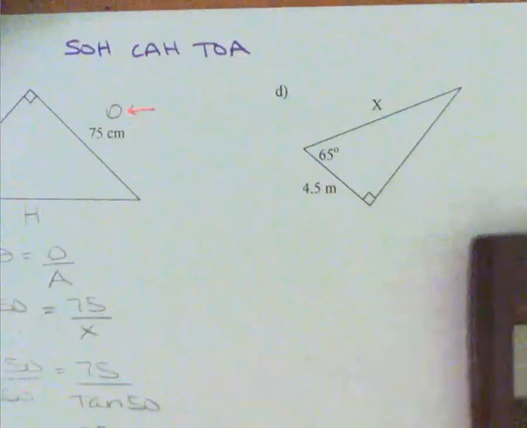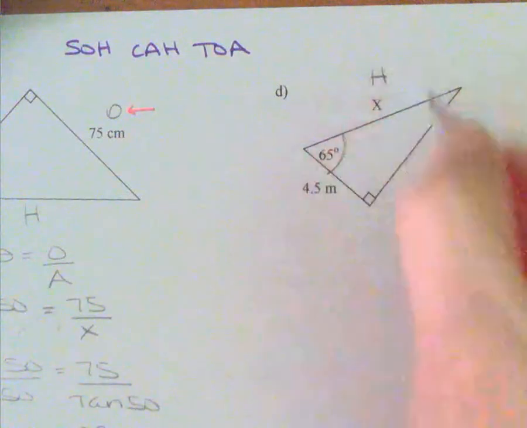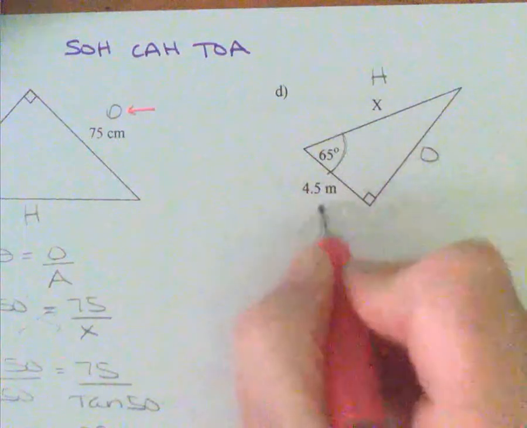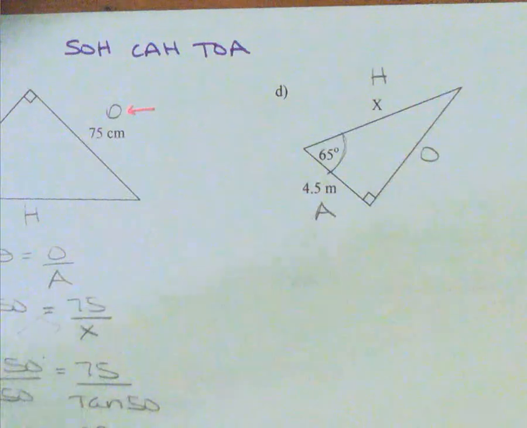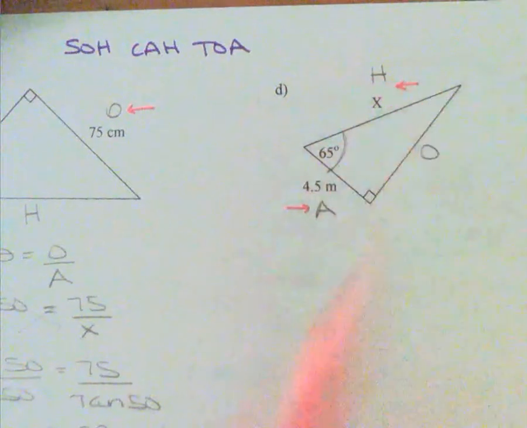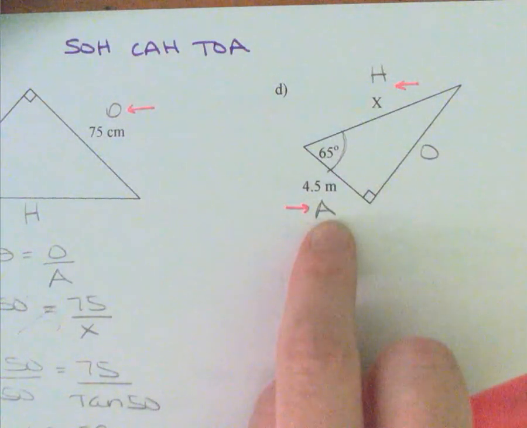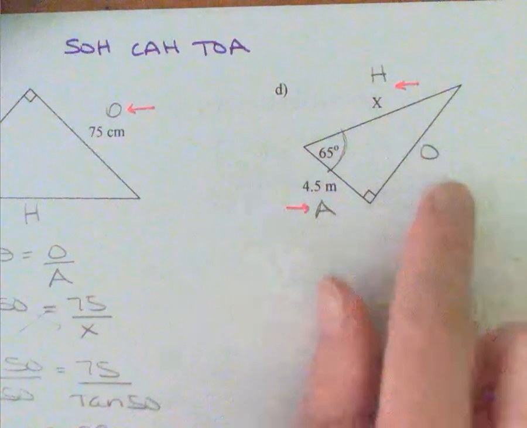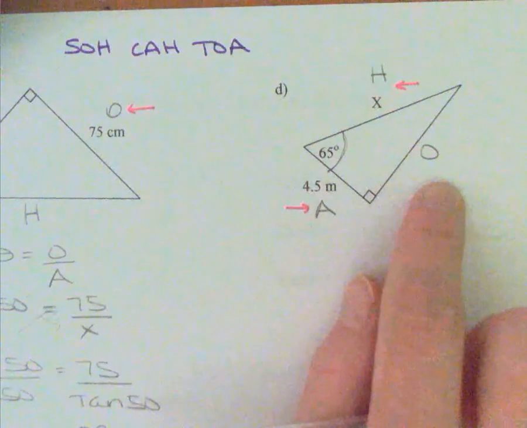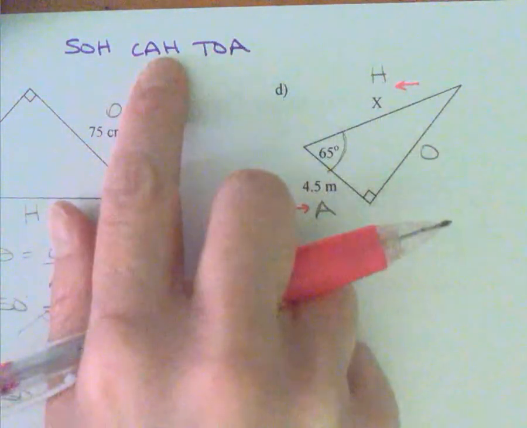Okay, let's look at letter D. So here's my 65. There's my hypotenuse. This is opposite. This is adjacent. So I need to figure out which ones matter. This has a number on it, and this has the value of X. So I'm looking for one that has adjacent and hypotenuse. The opposite doesn't matter to me because there's no value there. So I'm looking for adjacent and hypotenuse. So that would be my cosine ratio.